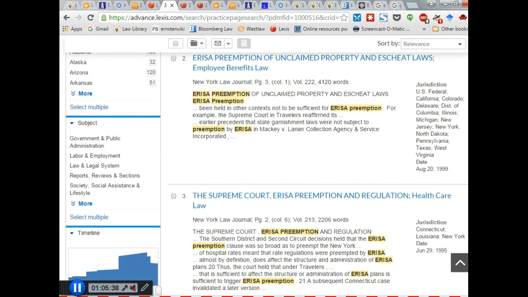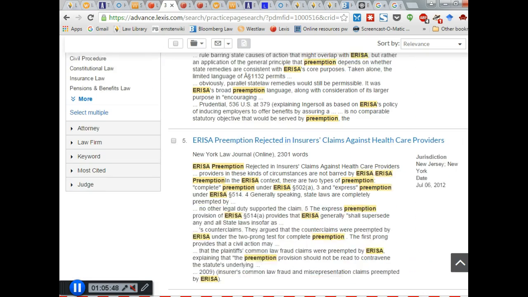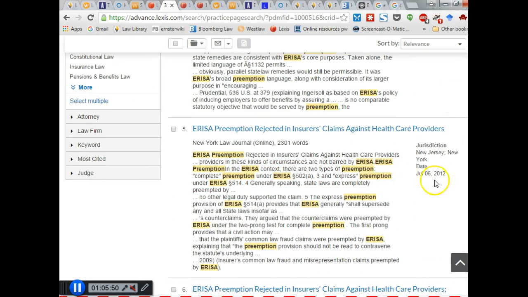And let's scroll down. I might just scroll quickly to see if there is anything more recent. No, the headline isn't exactly telling me very much. But, oh, here's something from 2012. Rejected insurers' claim against healthcare providers. Okay, so that's 2012. I would check them both out still, but again, being aware of the possibility, especially that 1997 one, of being very out of date.